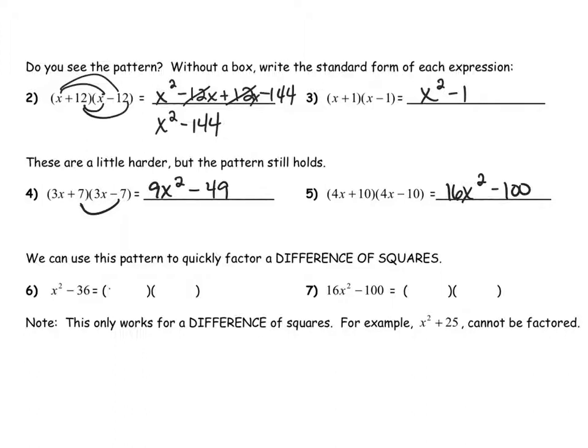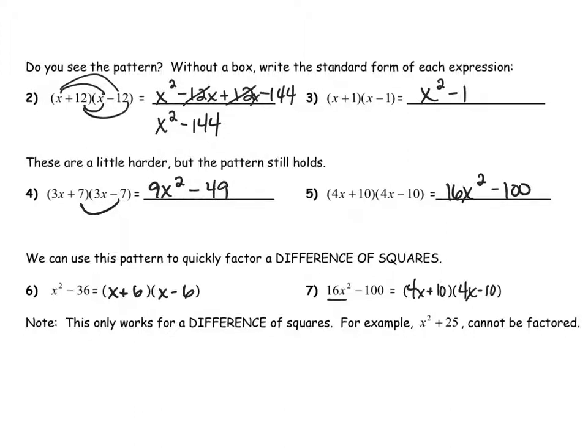So x squared minus 36: x and x, square root of 36 is 6. So plus and minus, so we've got that one factored. Square root of 16x squared is 4x. 4x. Square root of 100 is 10. And we got 1 plus, 1 minus.